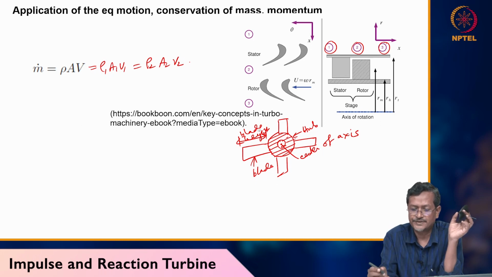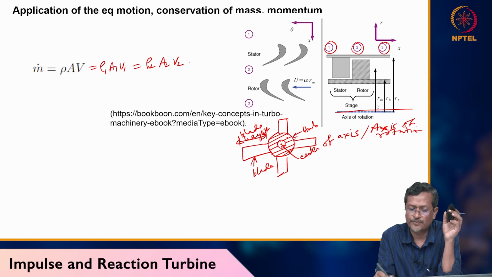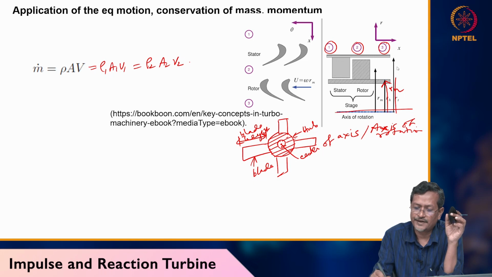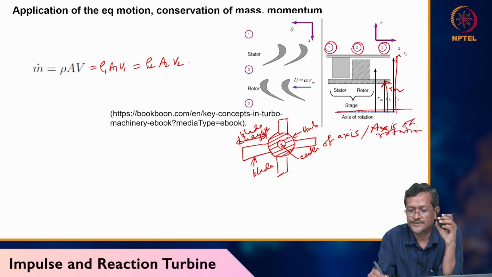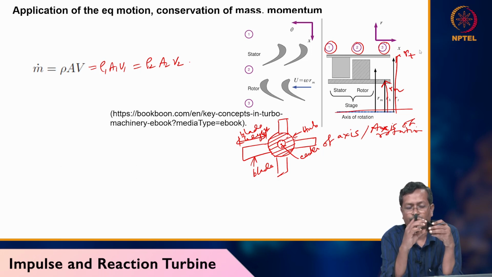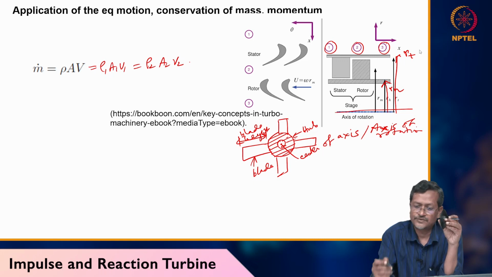So in this right side picture you can see my axis of rotation, or center of axis. Instead of center of axis I can write axis of rotation. From the axis of rotation, the hub radius is RH, and the tip radius, the blade's maximum distance from the axis, is called the tip radius, R tip. Whenever fluid is flowing, it is not flowing through the hub. So we have to calculate the mean radius of the blade. This is RM, the mean radius of the blade.